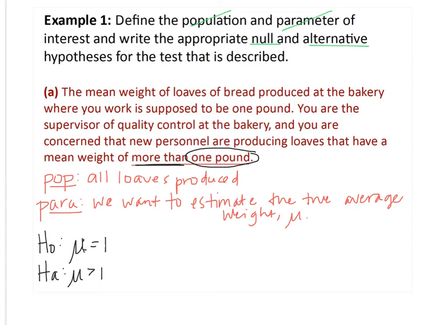I always write the population, parameter, null, and alternative. This is going to be the state step in our 4-step state, plan, do, conclude process, and we'll talk more about that in a minute. So this is example 1. This is all I need.